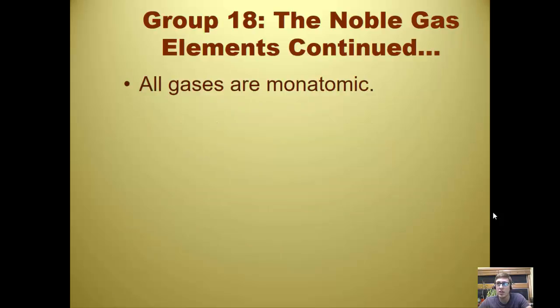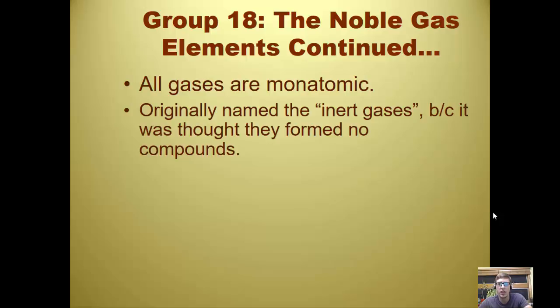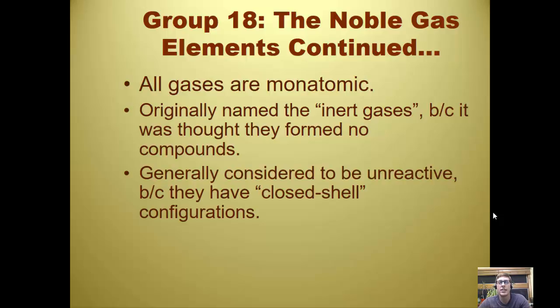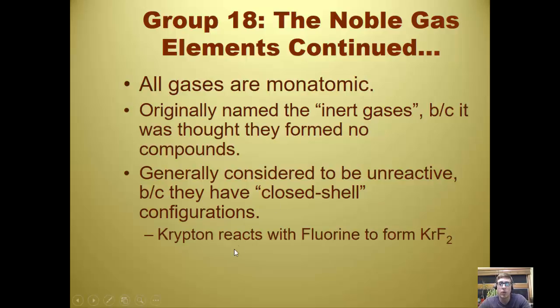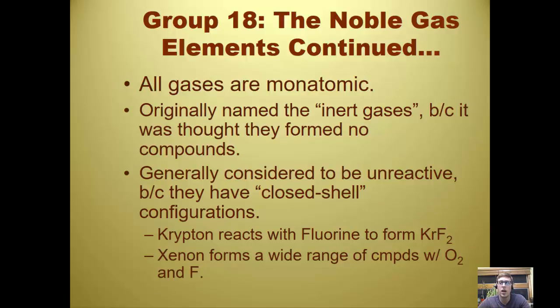All gases are monatomic. They don't even want to react with themselves. They're loners. Originally, they were just called the inert gases because it was thought that they formed no compounds, but over time and with greater technology, we figured out that some of them do. Again, unreactive, they have a closed shell, but krypton will react with fluorine to form KrF2, and actually xenon will form several compounds with oxygen and fluorine as well.